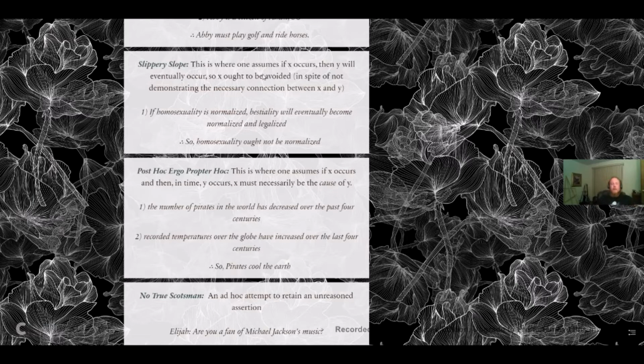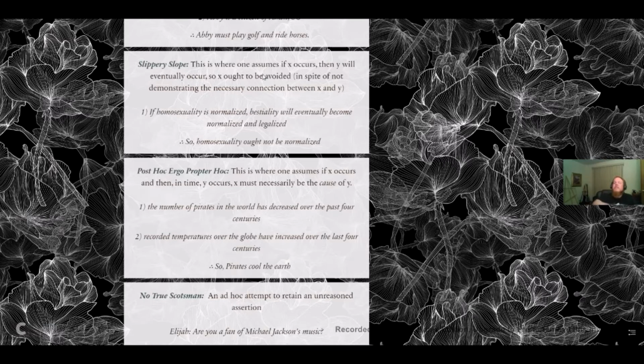Here's an argument I've heard before. So someone might say, if homosexuality is normalized, which was in the past considered a deviant behavior, if you look at DSM-2 in the history of psychology, it was considered a deviant behavior. It's not now, nor do I think it should be, but it has been considered that in the past. So someone says, if homosexuality is normalized, bestiality will eventually become normalized and legalized. So homosexuality ought not be normalized, because if that thing's allowed, then the other stuff will be allowed. That doesn't follow. The reason why it's a slippery slope argument is you haven't shown how one thing leads to another thing. Maybe it will.